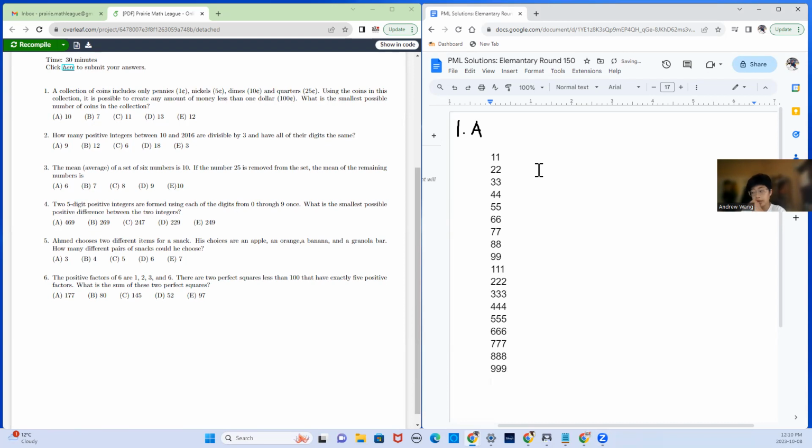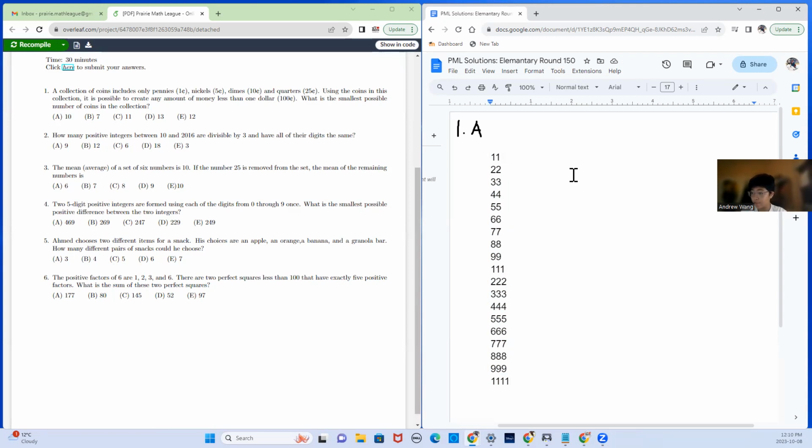And once we get to here, we enter the 4 digits. So 1111. We can't do 2222 because that would be above 2016. So we have our list right here. So I believe there are 19 integers right here.